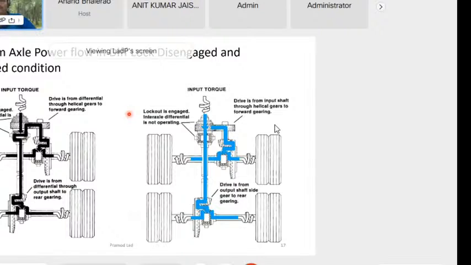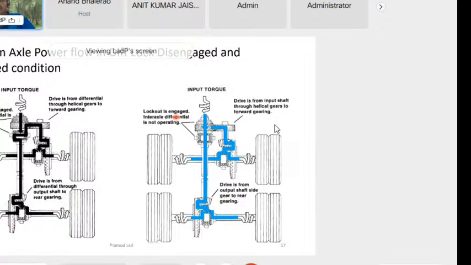We'll go through that. This is a view which shows the tandem axle power flow with diff-lock engaged and disengaged. The left side picture shows when diff-lock is disengaged. When the diff-lock is disengaged, torque input is given from here, and through the input shaft there is an inter-axle power divider, or inter-axle differential, as we call it. In that inter-axle differential, the power is divided, and one output goes to the local axle within this housing, and another output through this differential gear goes to the rear axle and drives it.